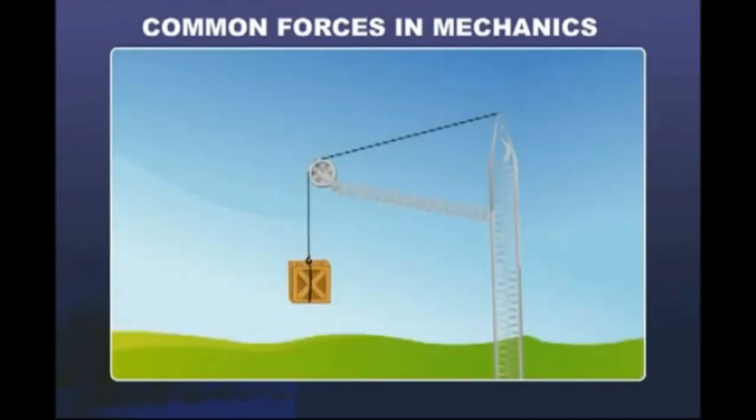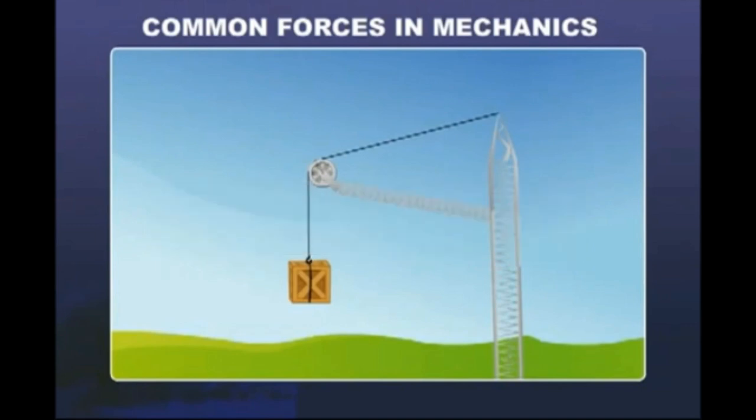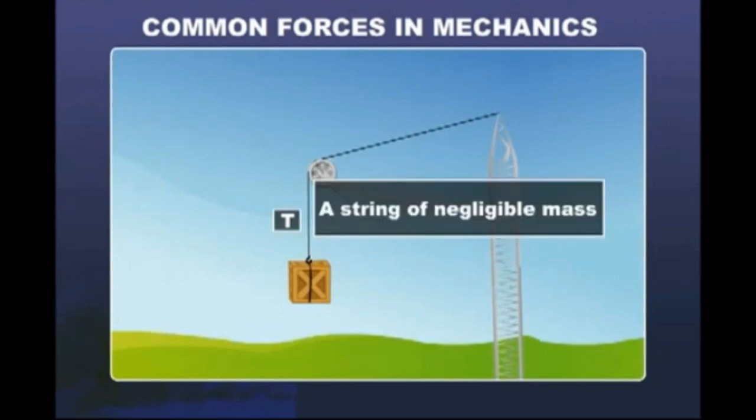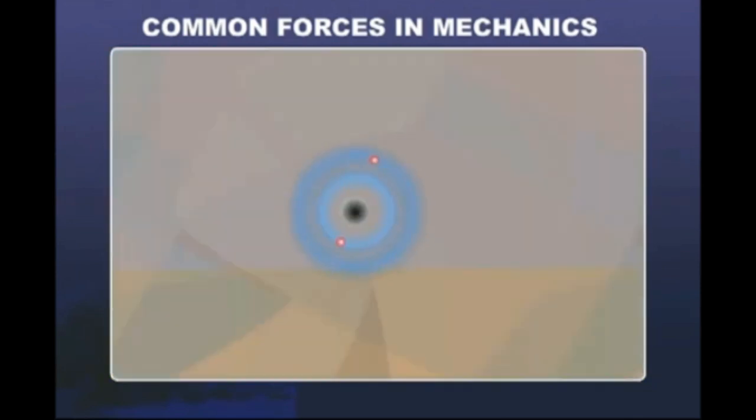For an inextensible string, the force constant is very high. The restoring force in a string is called tension. It is customary to use a constant tension T throughout the string. This assumption is true when the string is of negligible mass.